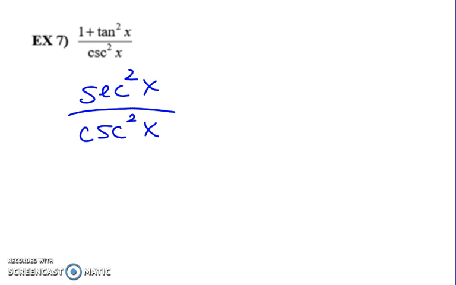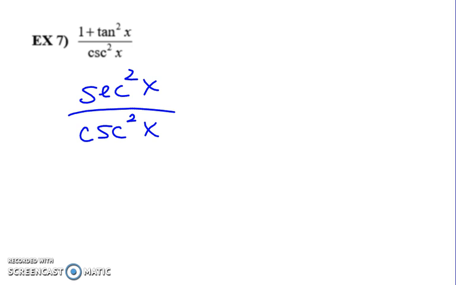And our last example is 1 plus tangent squared x, divided by cosecant squared x. So it's good to write things in terms of sine and cosine. It kind of makes it easier. But in this case, we know 1 plus tangent squared is secant squared. So we can write secant squared x over cosecant squared x.